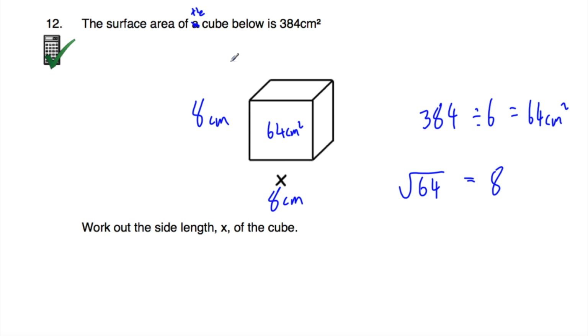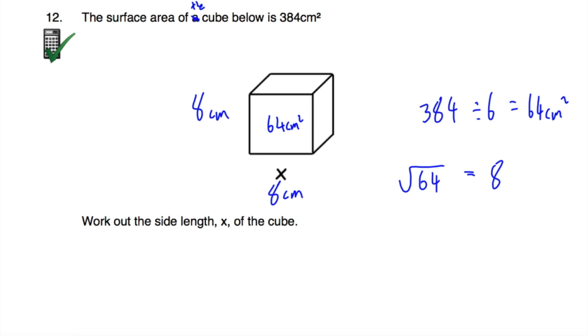And that's it. So with this question, what we did was we took the total surface area, we divided it by 6 because there are 6 faces on a cube and all of the 6 faces are identical. They're all squares with the same area. So we divided that by 6 to get 64 centimeters squared. We then square rooted that to get 8. So it means the side length is 8 centimeters.